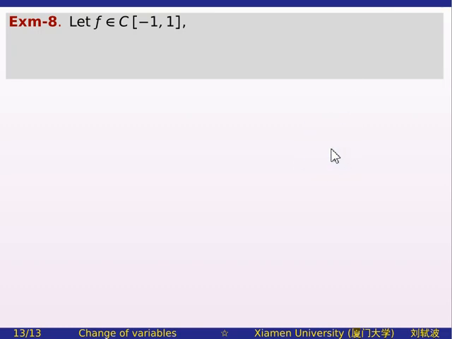Now we come to our final example. Suppose f is a continuous function over this closed interval. Then we have this result. f is a single variable function, but we can assume that the variable of f, t, equals x plus y. Then you replace the t.